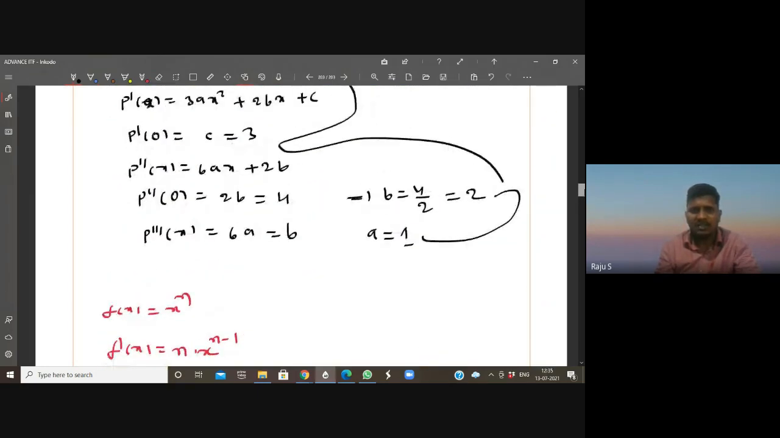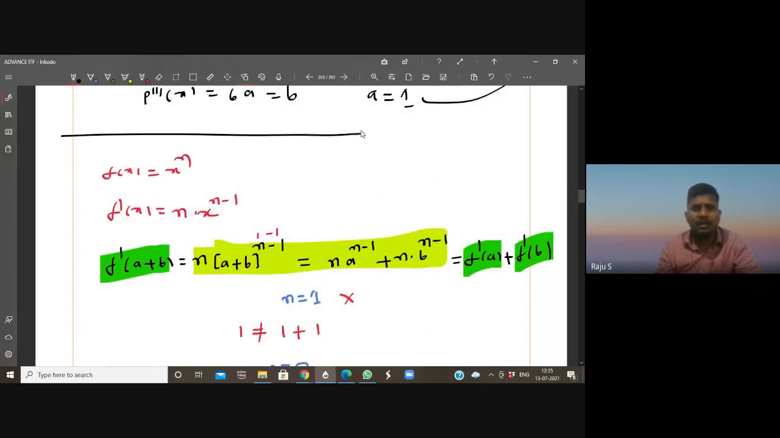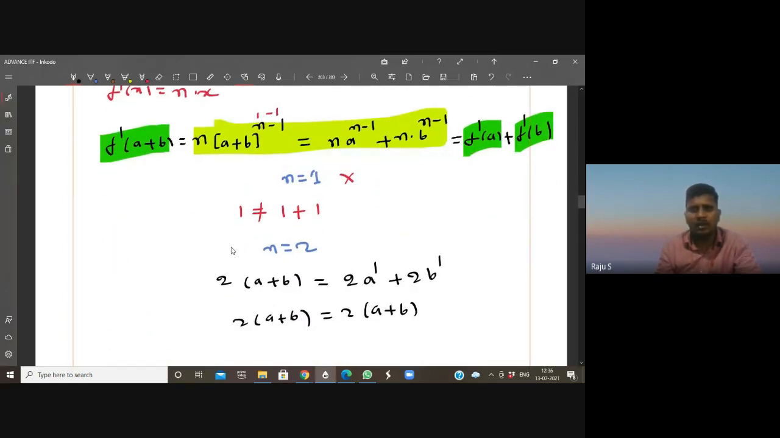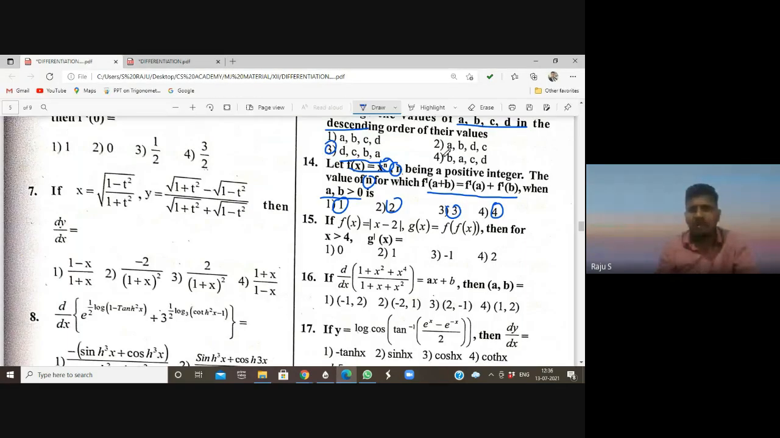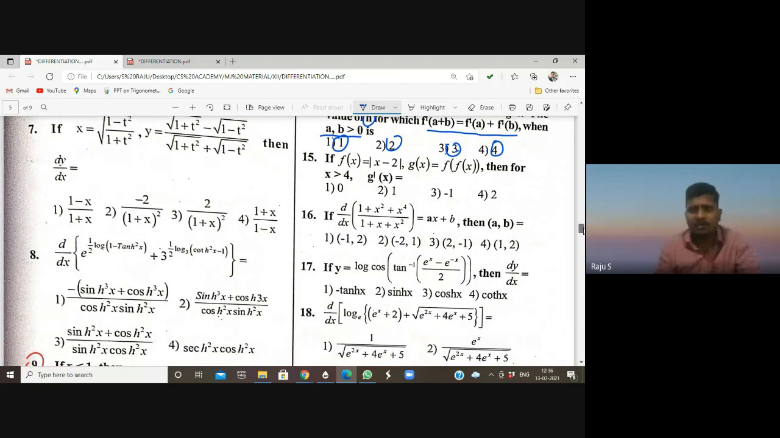I differentiated the given function, and in the given condition I substituted all values. So n is equal to 2 is satisfying. That's all. No need to check 3 and 4, because it is not a multi-correct answers question, just a single answer question. 3 and 4 will be wrong.